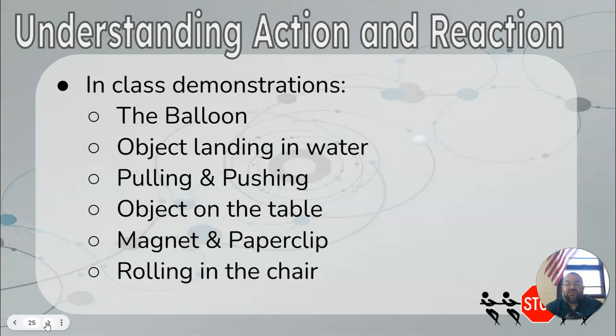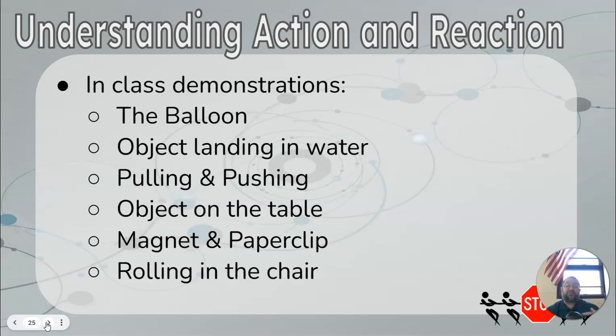Last thing I want to point out for right now is to think about how things react. I'm going to do some experiments, I say experiments, some demonstrations here in the classroom. Why are they demonstrations and not experiments? Because we're not changing any variables. We're not experimenting with anything. These are known things to occur.